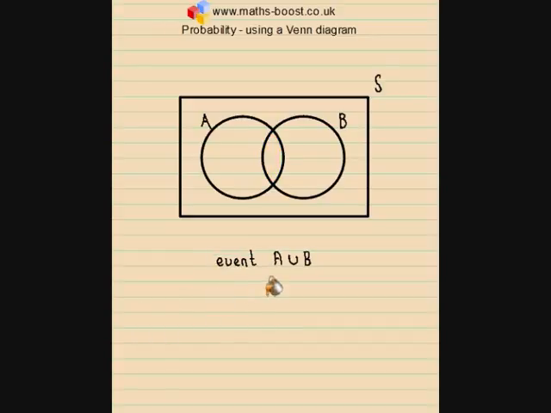And here we're asked to identify the event that's the union of A and B, and we use this U symbol here. So this is A union B and represents the event that either A or B occurs or both occur. And you'd probably be able to see that this is the area that we're talking about, the union of A and B.